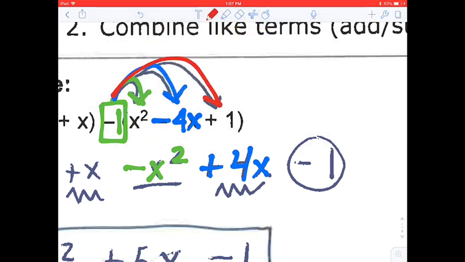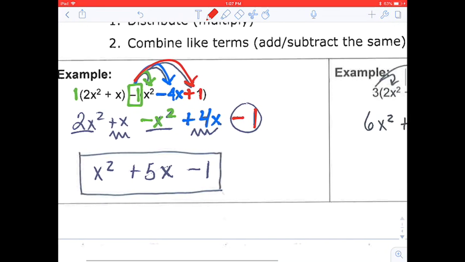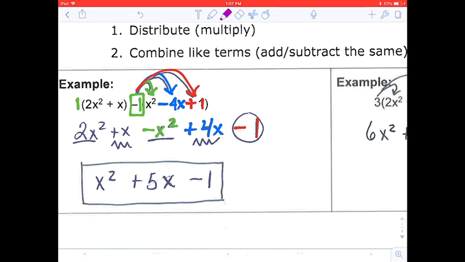And negative 1 times positive 1 is negative 1. When I distributed the negative 1, that did change the sign on everything inside the parentheses. So now I'm going to look for like terms that I can combine.